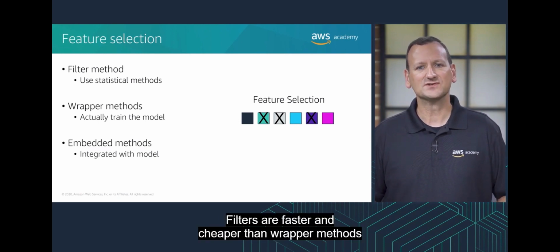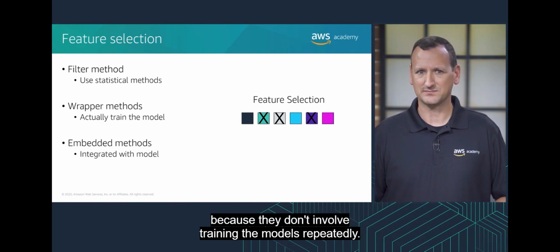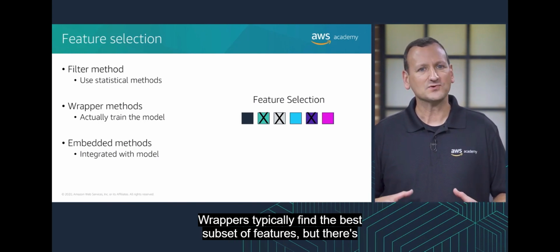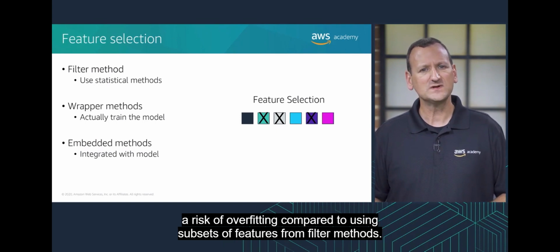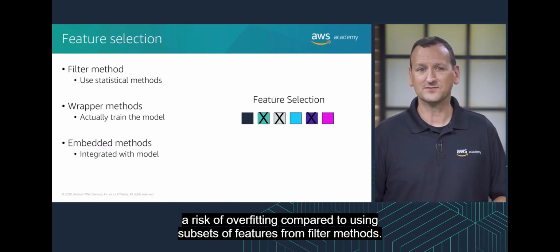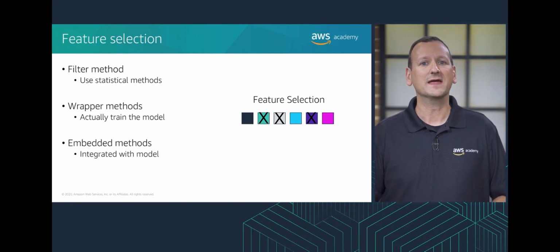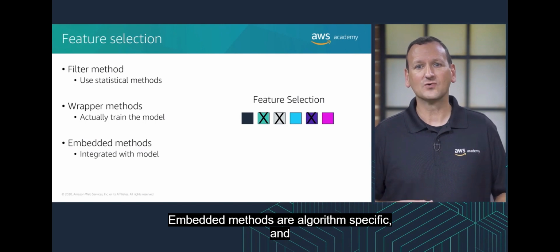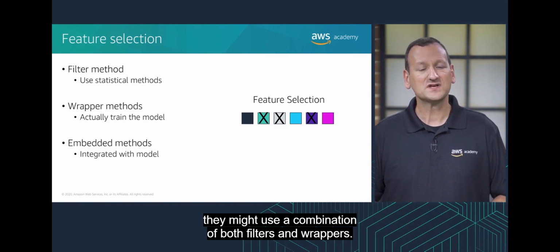Filters are faster and cheaper than wrapper methods because they don't involve training the models repeatedly. Wrappers typically find the best subset of features, but there's a risk of overfitting compared to using subsets of features from filter methods. Embedded methods are algorithm specific, and they might use a combination of both filters and wrappers.